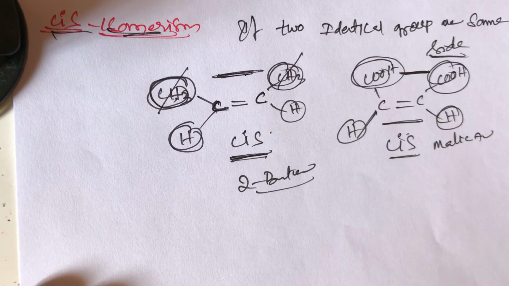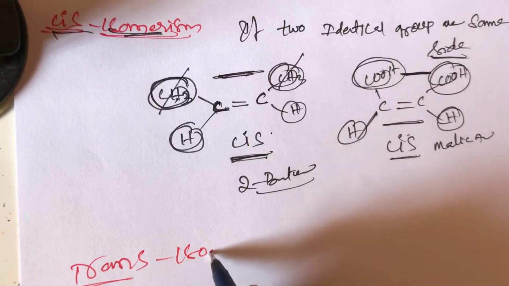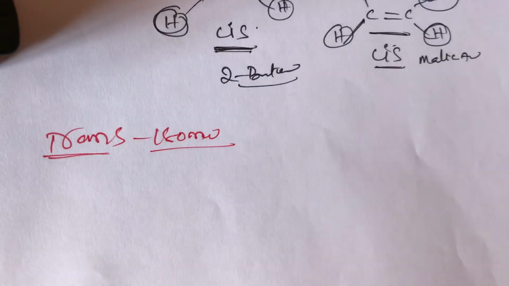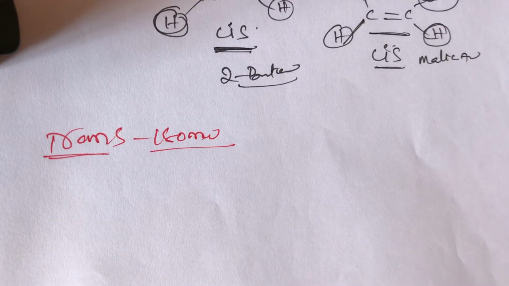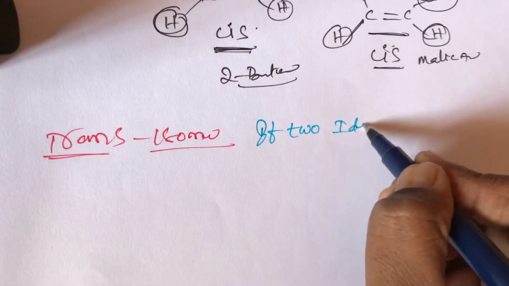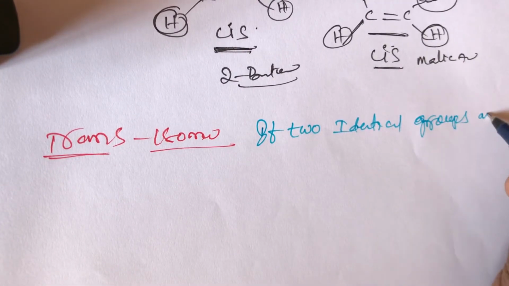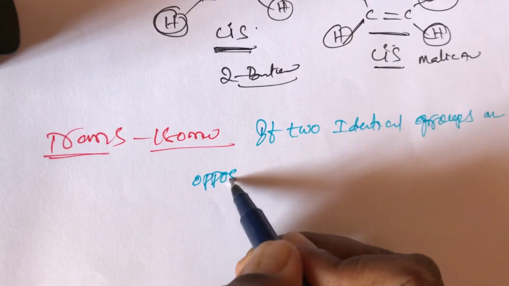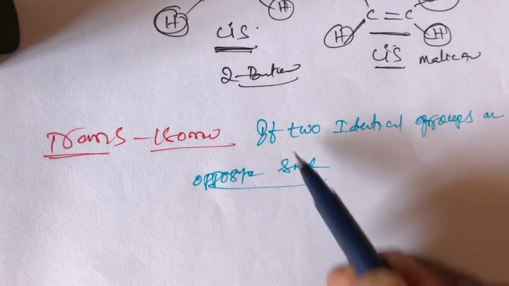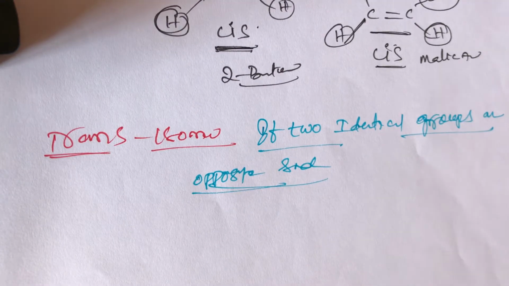What about the trans isomers? What is the definition of trans isomers? Trans isomers means if two identical groups are present on the opposite side. If two identical groups are on the same side, it is called cis isomers. If two identical groups are present on the opposite side, it is called trans isomer.